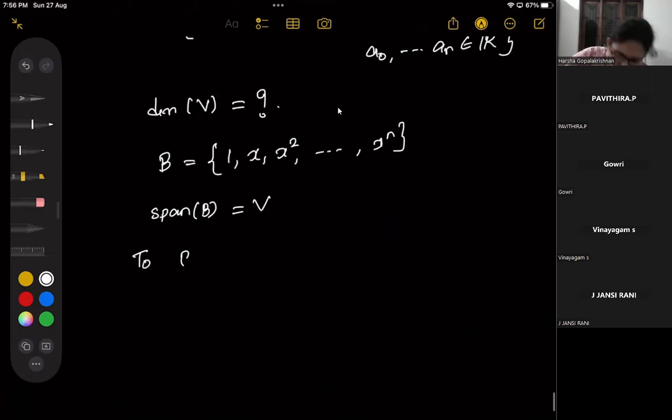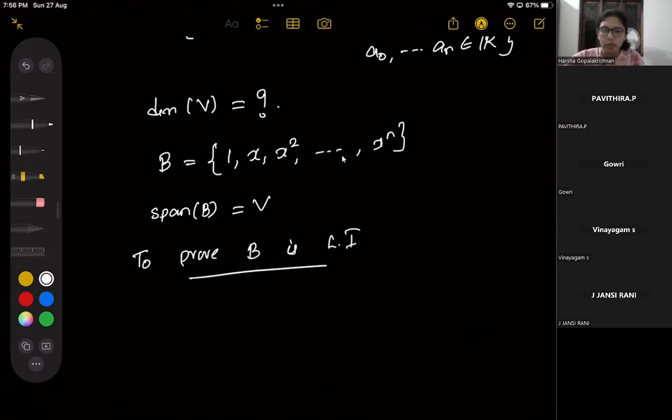So it may seem a bit complicated, but it's actually very simple. Just by looking, we can say it is linearly independent, but we will prove it. To prove B is linearly independent.